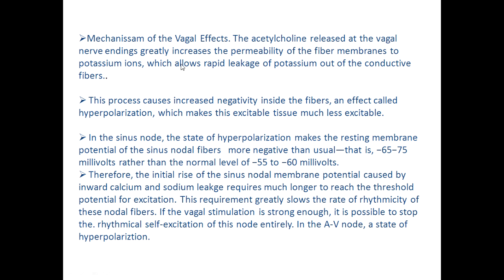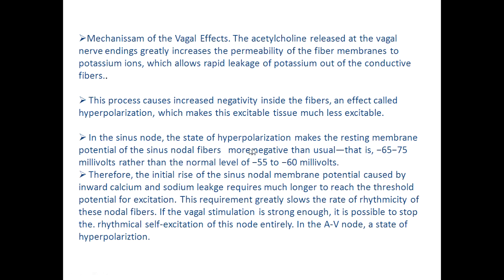The acetylcholine released with the vagal endings greatly increases the permeability of fiber membranes to potassium ions, which allows rapid leakage of potassium out of the conductive fibers. Potassium will leave. This process causes an increase in negativity inside the fibers, an effect called hyperpolarization, which makes this excitable tissue much less excitable.